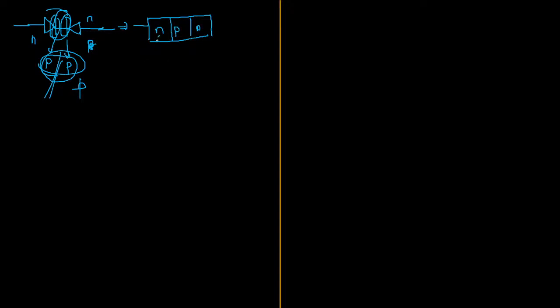Now what is the meaning? This first layer is carrying majority negative charge carriers. Second layer is carrying majority positive charge carriers. Third layer is carrying majority negative charge carriers. How many junctions are there? If you observe them carefully, basically there are 2 junctions. Between N to P we will have a junction. Between P to N also we will be having one more junction.